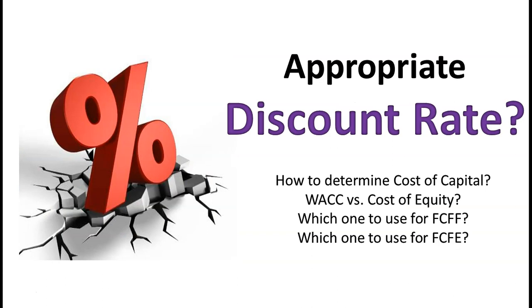Moving on, you could be asked about the appropriate discount rate for valuation, that is, what discount rate you should be using, and also how to determine this discount rate or how to determine the cost of capital. What are the methodologies used, like for example CAPM or other methodologies. You could be asked about the difference between weighted average cost of capital, which is WACC, and cost of equity, and also which one should be used when, and which discount rate should be used with FCFF, for example WACC, and which discount rate should be used for FCFE, for example cost of equity.